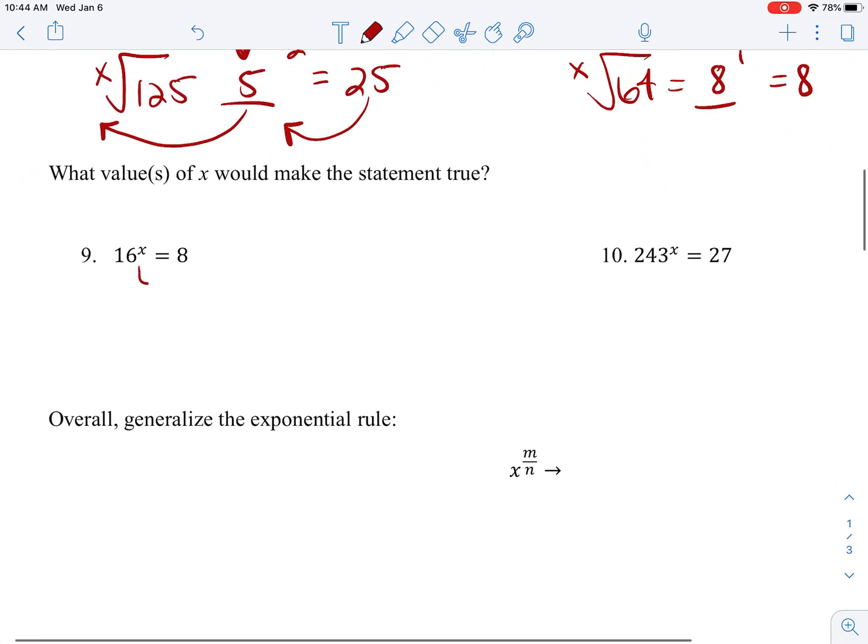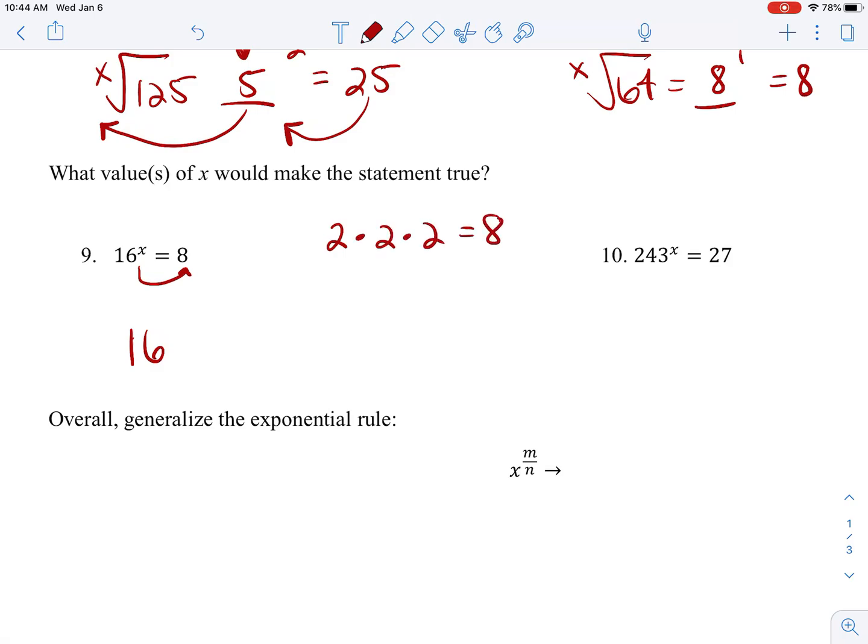So in this case, what's the fraction power to get to 8? Well, if we think about this, the only way you can get to 8 is by using 2. So 2 times 2 times 2 is 8. You with me? So no matter what, if we're thinking power over root, our power is 3.